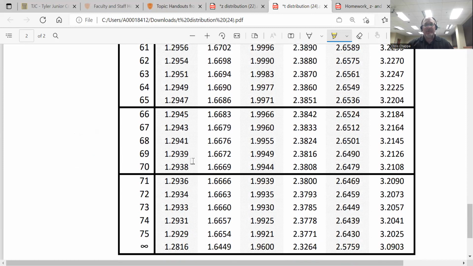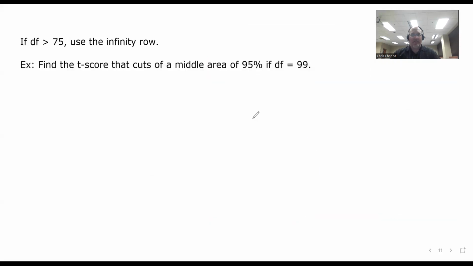Can we have more rows between 75 and infinity? Of course. Do we want to? No. We're just going to go with this. This is pretty standard. So if the degrees of freedom are too high, just jump to the infinity row. For example, find the t-score that cuts off a middle area of 95% if degrees of freedom is 99.